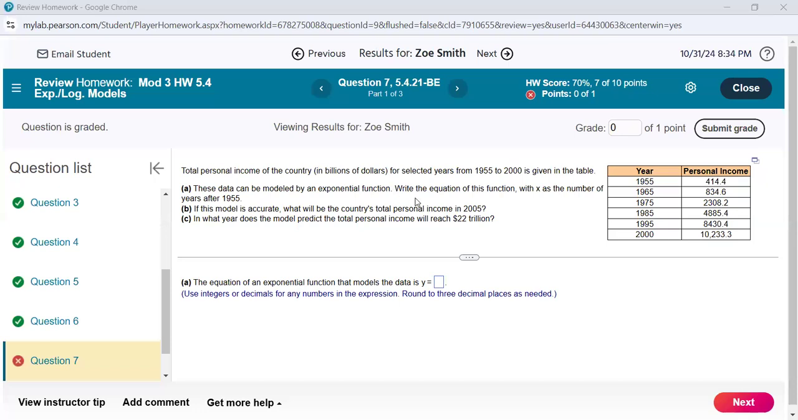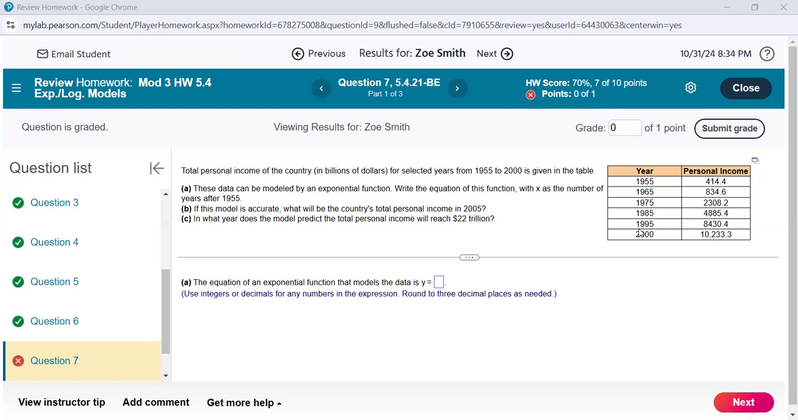So let me share the problem that I'm looking at here with you. It's the one that was about the personal income. Let's make sure it gets shared. Okay, so this is the one I'm looking at. It's your number 7.